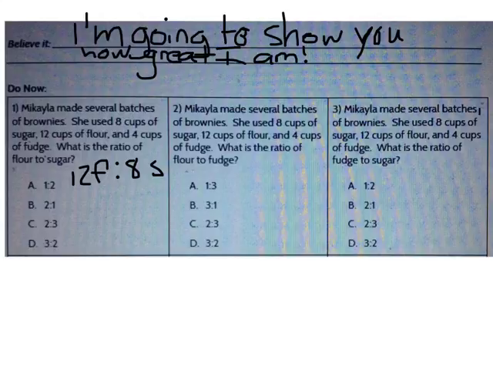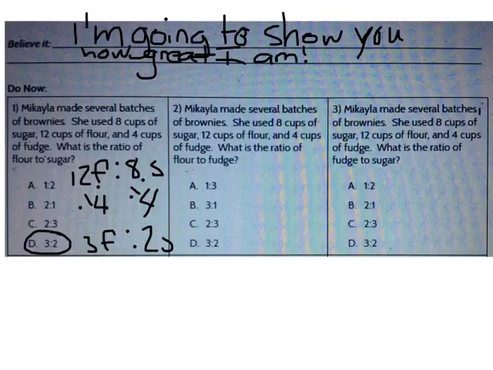Now, I can simplify. What number goes into both 12 and 8? I can divide both by 4. When I divide both by 4, what's my simplified ratio? It's 3 flour to 2 sugar. The answer is D. Now you try number 2.